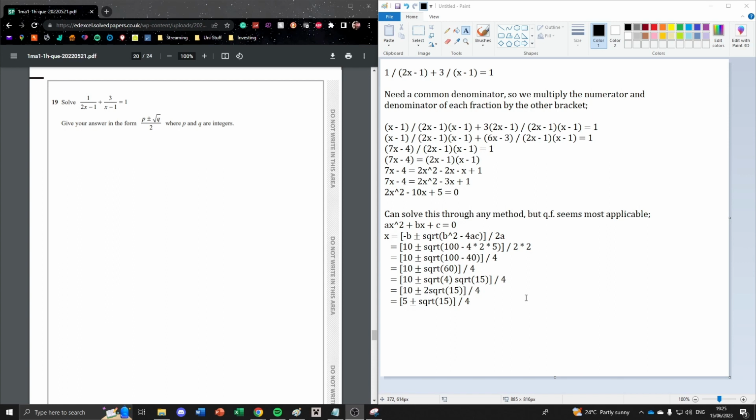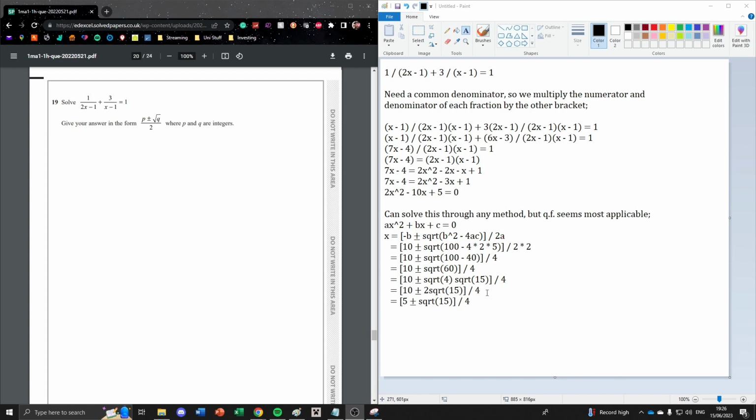So we need to divide top and bottom by 2 to get this. So we need a factor of 2 here that we can divide through. Obviously this is already a multiple of 2, so we can just divide that by 2 easily. But obviously we need a square root of 4 to get us this factor of 2 now. So we have 10 plus or minus 2 times square root 15 divided by 4.